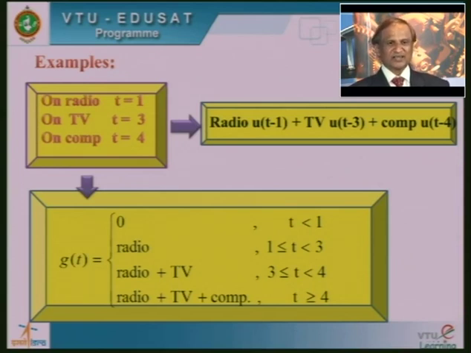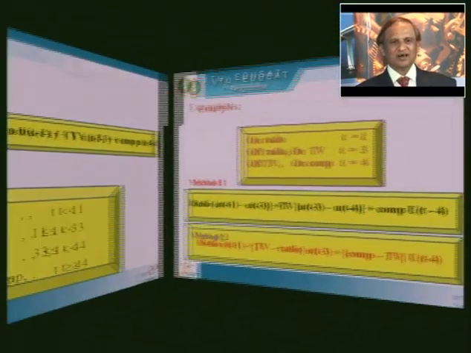You can take any general function, say g of t is equal to 0 at t less than 1. It means if time is less than 1, the radio is off, the television is also off, the computer is also off. At time t is equal to 1, the radio will be on, in between 1 p.m. and 3 p.m. Similarly, radio plus TV will be on in between 3 and 4 p.m. And the last one is radio plus TV plus computer will be on at t is equal to 4 onwards. So like that you can define.